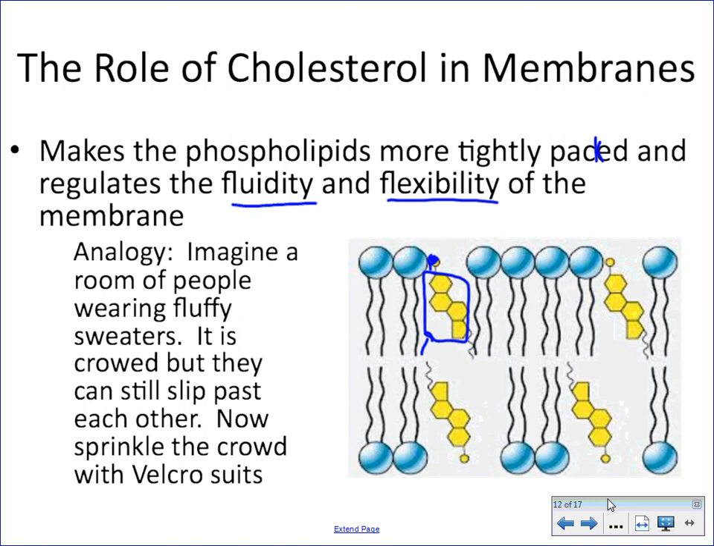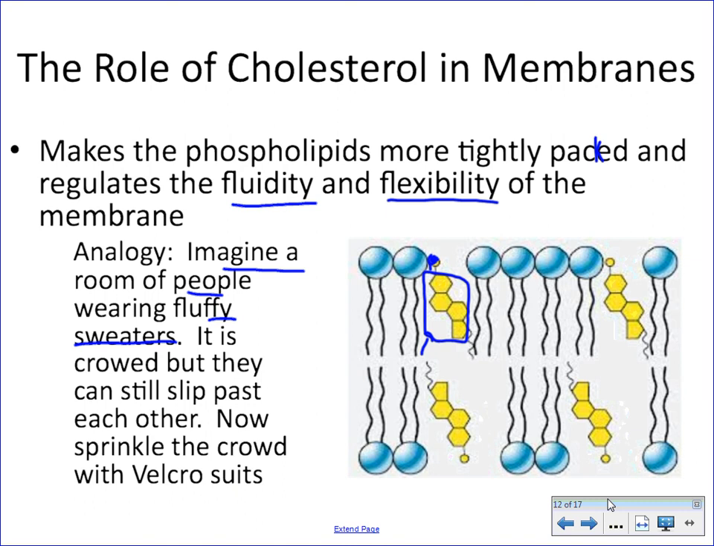So the analogy that goes with this in thinking about the role of cholesterol is that you imagine a room full of people wearing fluffy sweaters. It's crowded, but everybody can still move around pretty easily and can get to where they need to and is free to move about.